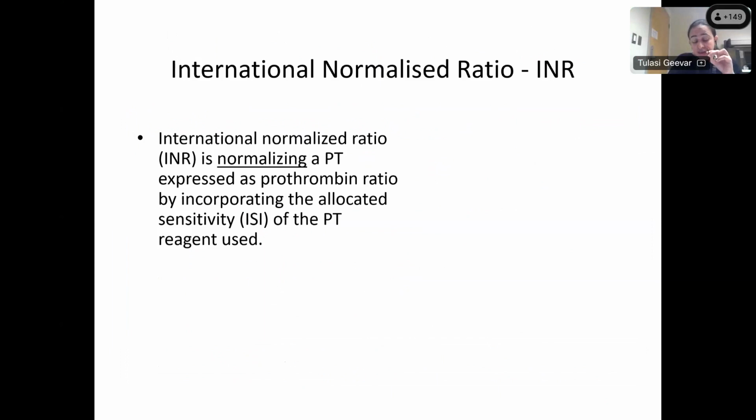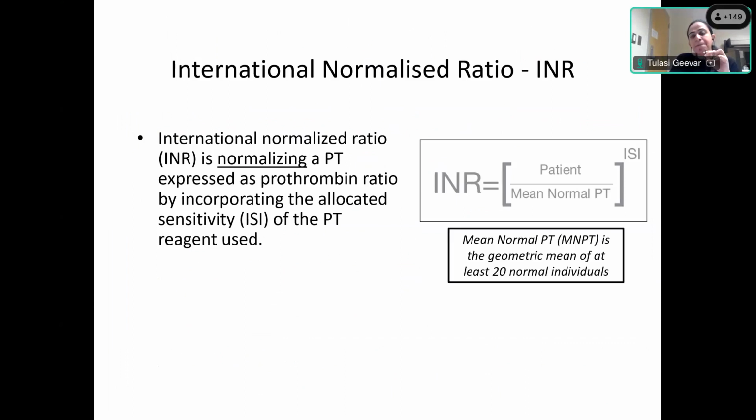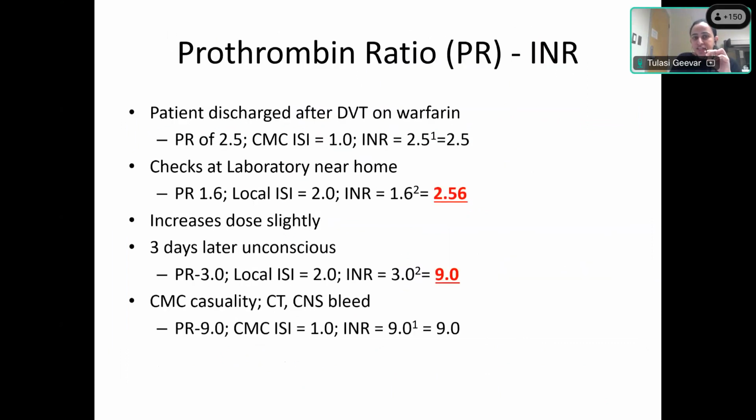What is INR? The international normalized ratio normalizes the prothrombin time, which is expressed as a ratio incorporating the sensitivity of the reagent used. It can be calculated as the patient's prothrombin time divided by the mean normal prothrombin time, the whole raised to the ISI. This will give you the INR for the patient. So it is a standardized system of reporting patients on oral anticoagulation.